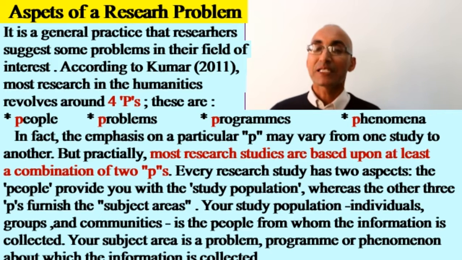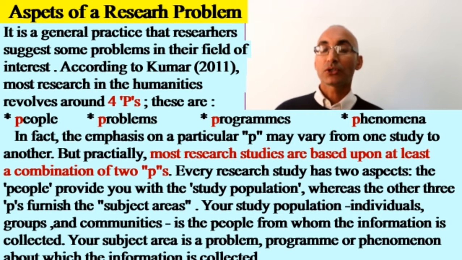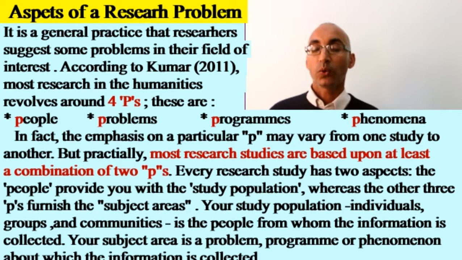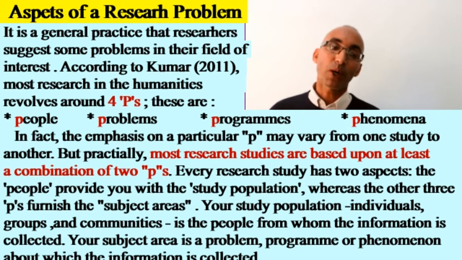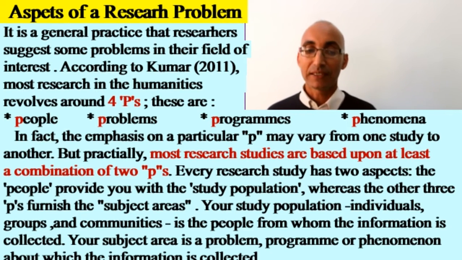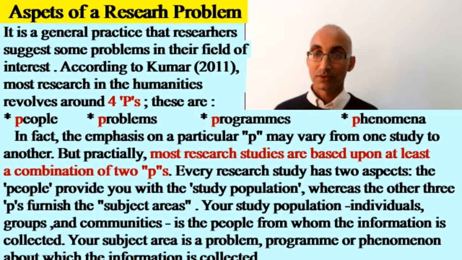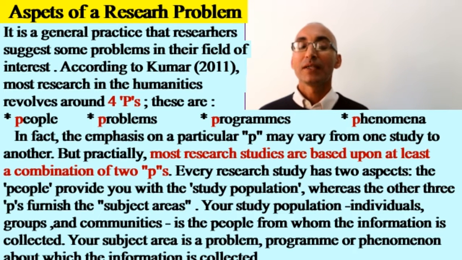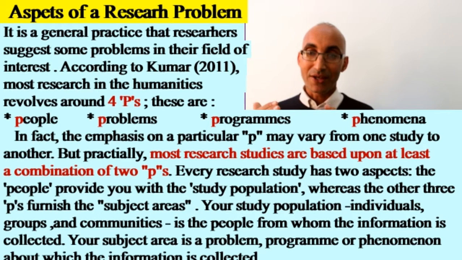Now, practically speaking, these 4 P's are not dealt with in isolation, but most research studies are based on a combination of at least 2 of these P's. It means you might find, for example, research which is based on people and problems together, or people, problems, and programs together, or people and problems and phenomena together. Clear? Good.